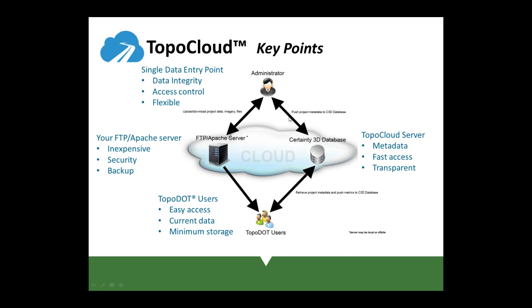And then all this, the traffic cop, that's our C3D database here, the TopoCloud server, that controls who gets it and what's going on. But that's really key. So it's very flexible. You can put anything you want up there. Your FTP, it's an FTP Apache server, and it's your server. It's inexpensive. We have one here with 16 terabytes of data, and I think we spent less than $3,000 on it. This is not expensive.